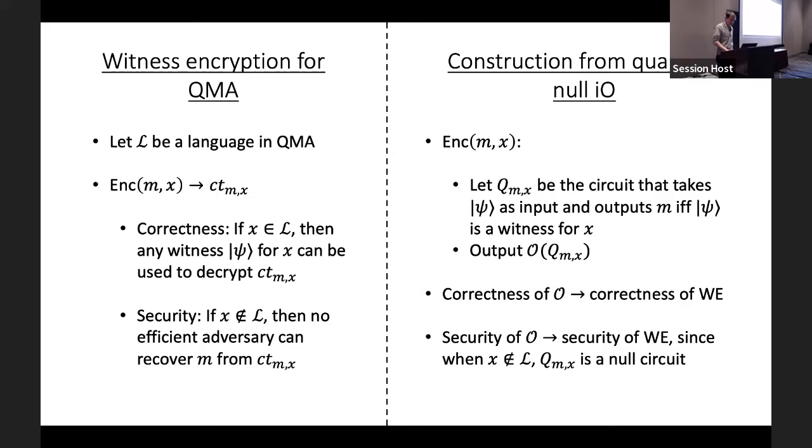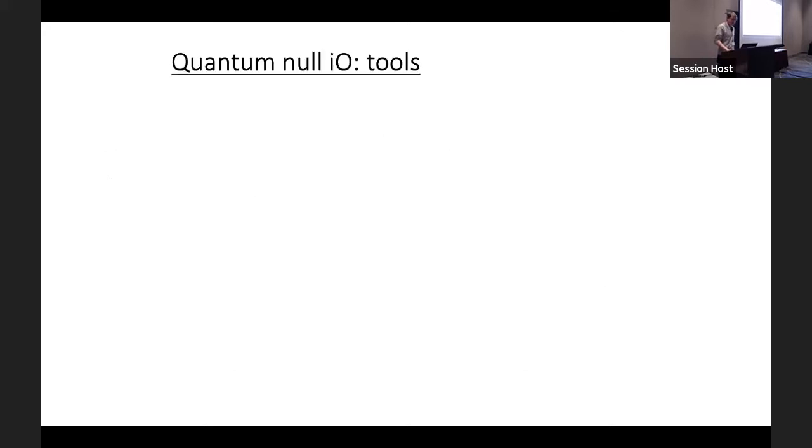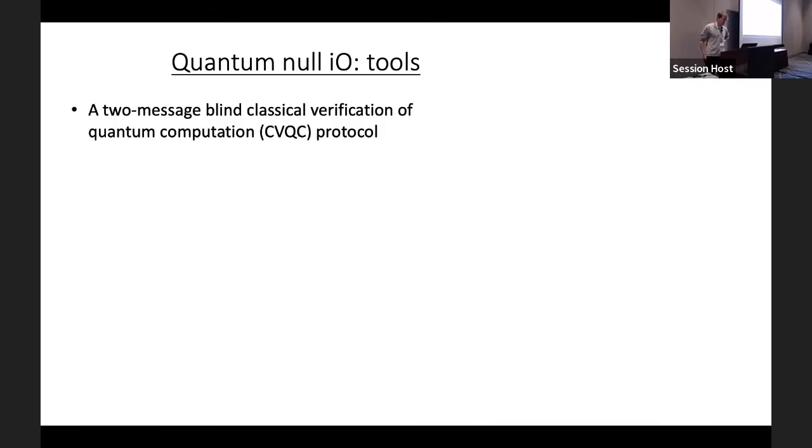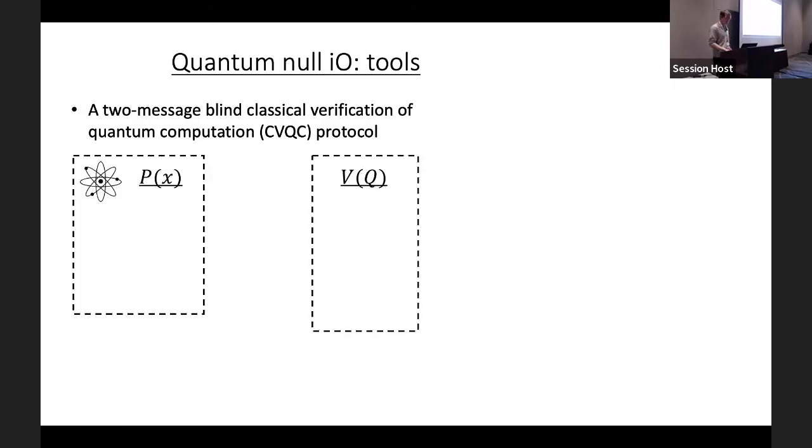Okay, good. So this is basically the implication of null I/O to witness encryption. And in the last few minutes, I want to discuss basically how we construct our notion of quantum null I/O. Okay, so first I'll describe the two tools we use to construct this. The first one is kind of a mouthful, but it's just a classical verification of quantum computation, or a CVQC protocol, that is two messages and satisfies blindness. Okay, so what is such a protocol?